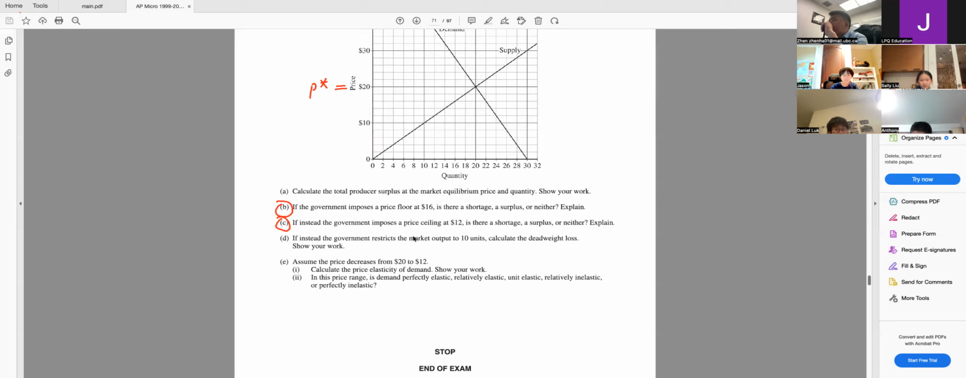Okay, and the next step, we just finished the price floor, right? So what is the price floor? Here, isn't it 16? Yeah, 16. But what is the definition of a price floor? Or why, as a government, do you want to set something called a price floor?